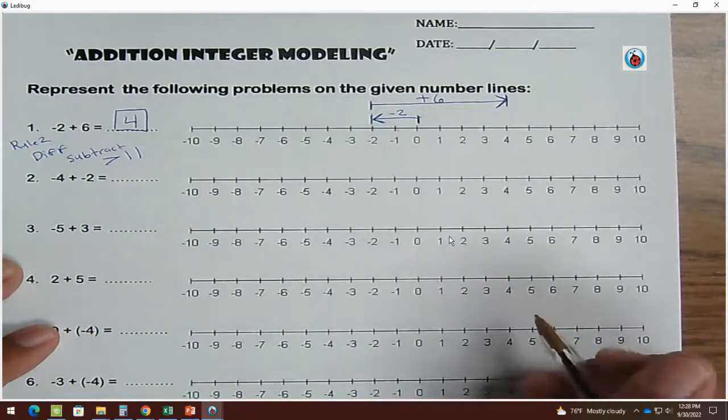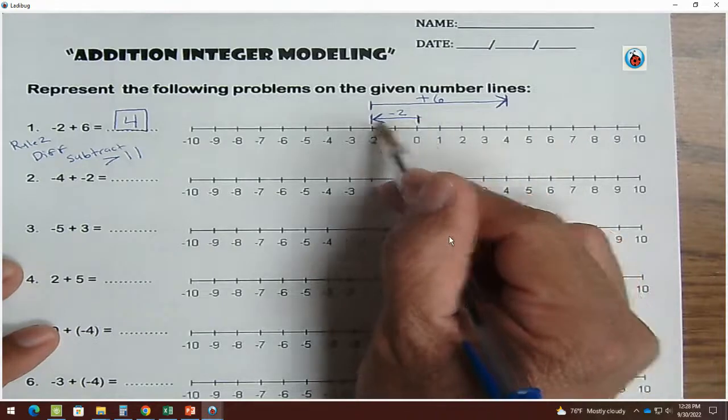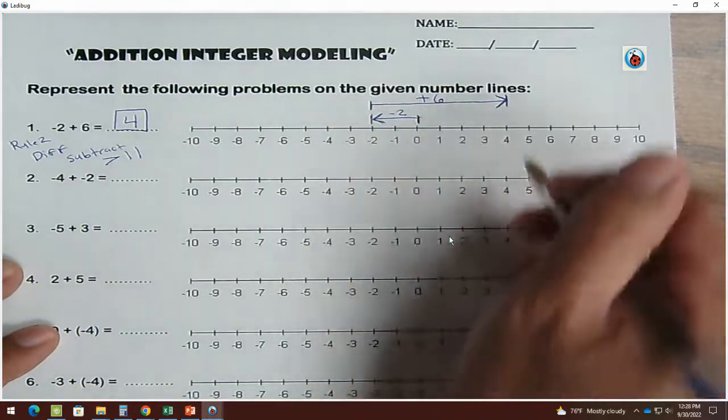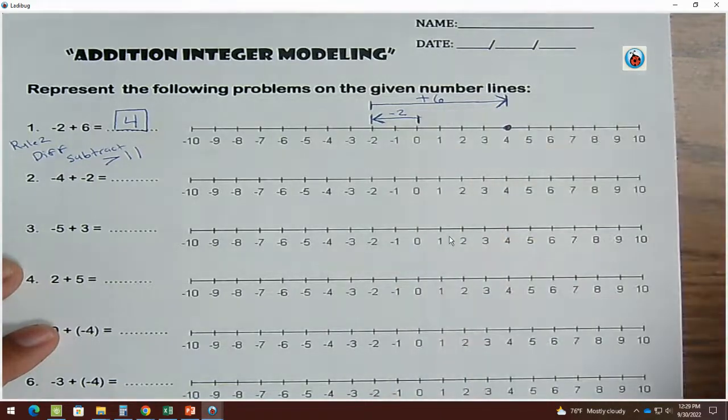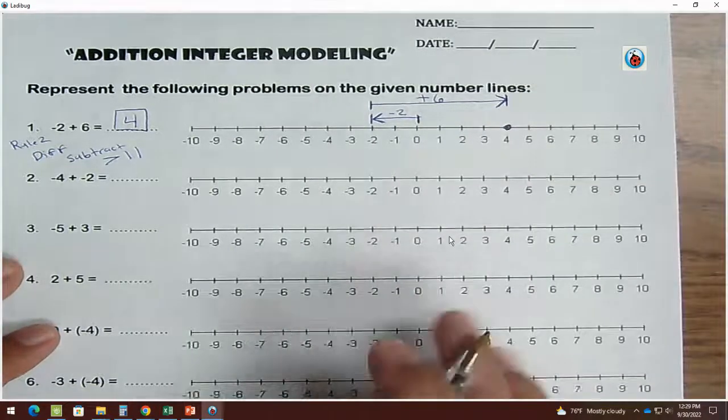Okay? Since that's my final stop, so I lost 2 and then I gained 6. This is where my answer is, so I'm going to bubble it in and graph it as +4. That's the way you graph these. Let me do another one.